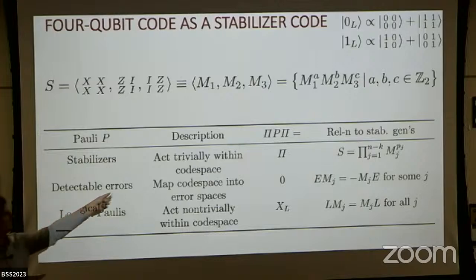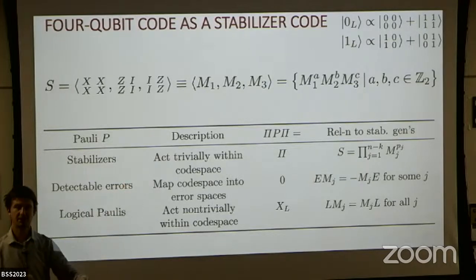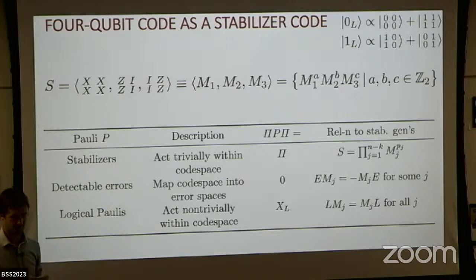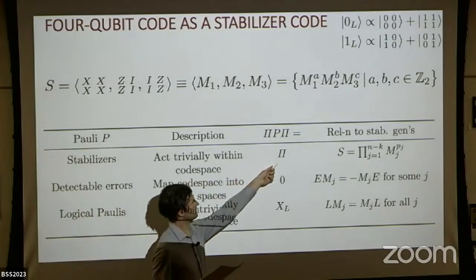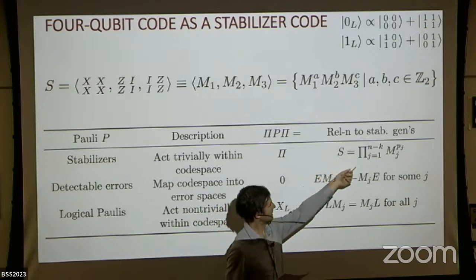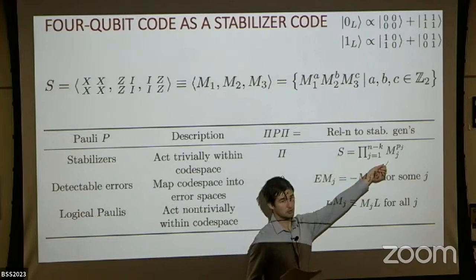So they have one of 3 tasks each. They either don't do anything, they preserve the code and don't do anything. And these are useful to us because these are literally the stabilizers. They can be used to index the error spaces. So this is literally what we would measure. And so when you project them into the code, you just get identity times plus 1. And because they're literally the stabilizers, you can express them as products of powers of the stabilizer generators, which we actually measure in error correcting experiments.